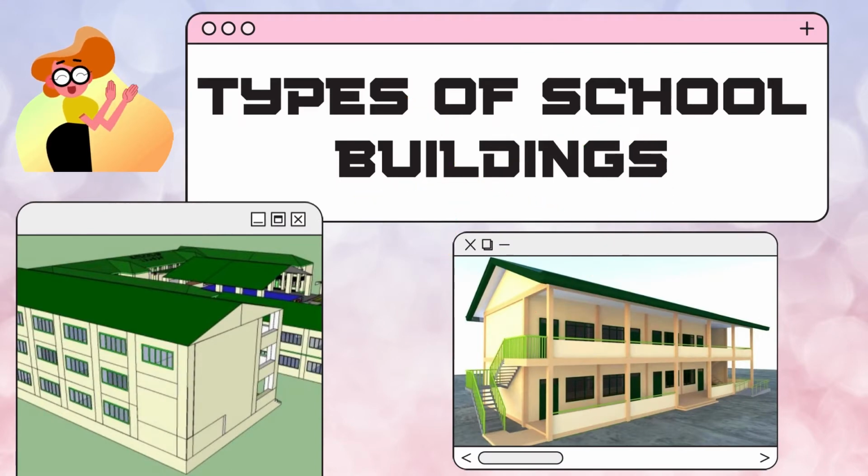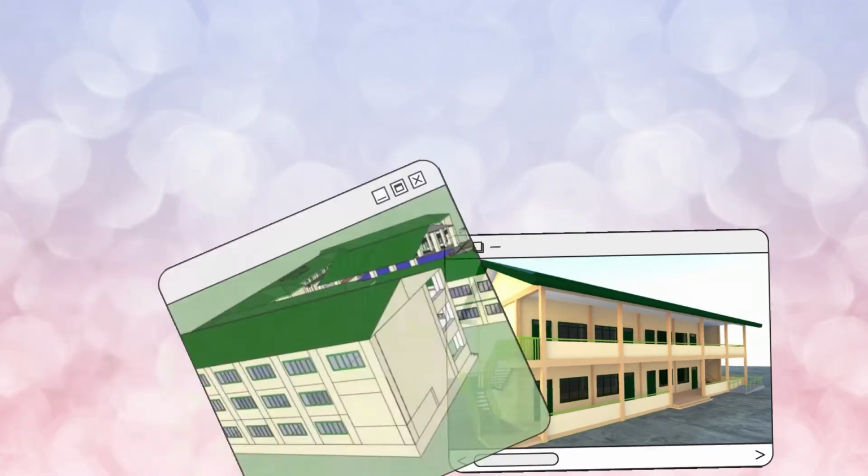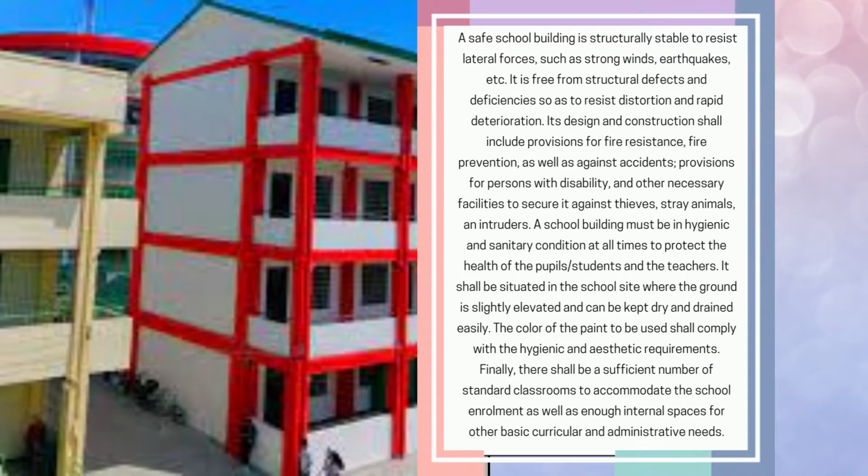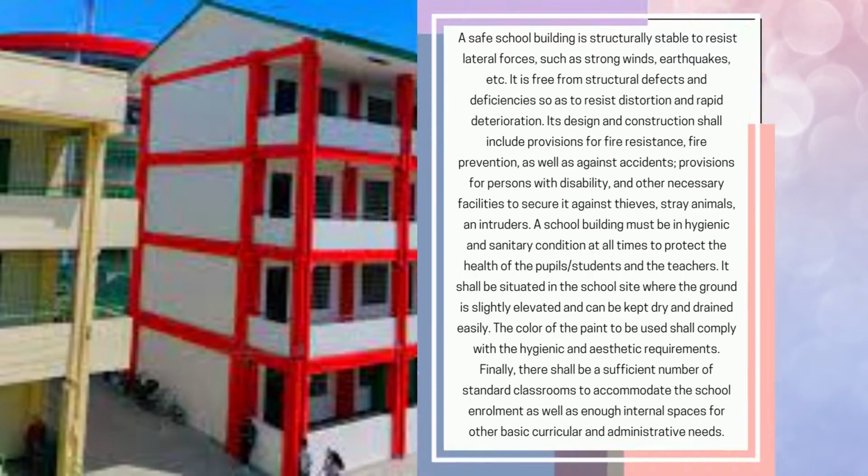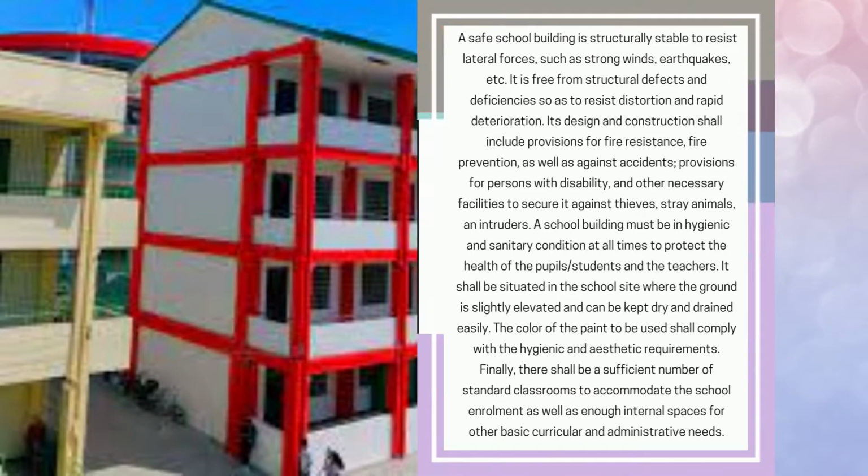To begin the discussion, let me present to you the types of school buildings. The availability of an acceptable building is an important requirement for the operation of a school. To be acceptable, a building shall be safe, sanitary, and adequate.